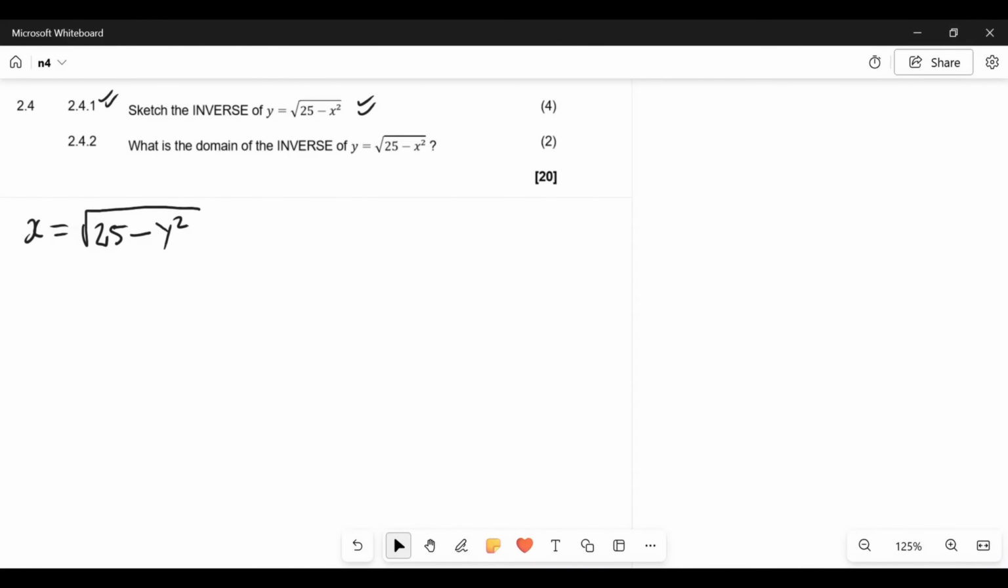Now, in order for us to draw it, we need to find our radius. Remember, this here is actually from x equals root of r squared minus y squared. There we go. So we know that r squared is actually 25. And then in order for us to find r, we have to root both sides. We know that r is going to be 5. So our radius here is going to be 5. So this graph is very simple, guys. Let me draw the Cartesian plane and then we plot the graph.